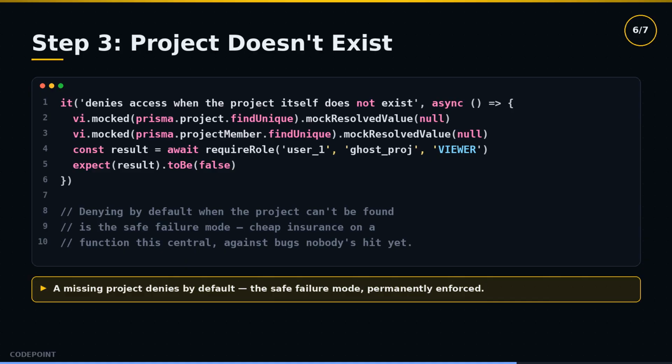Note: defensive tests like these two rarely reflect a bug you've actually seen happen. They exist to lock down what should happen in a state nobody's hit yet. That's a cheap insurance policy on a function this central. A few extra lines now, against a category of bug that's expensive to discover in production.